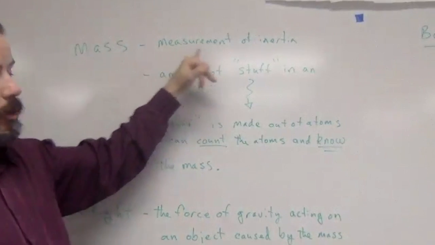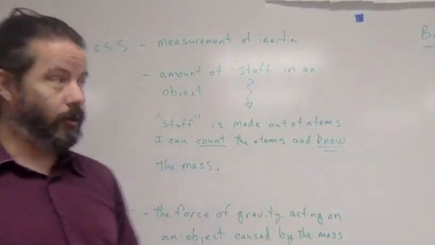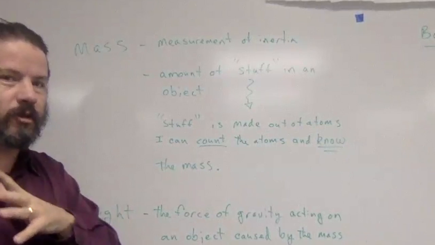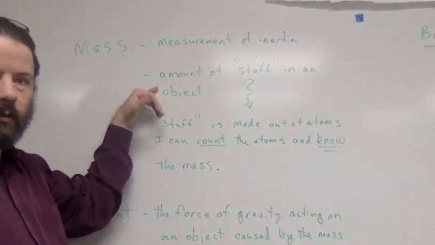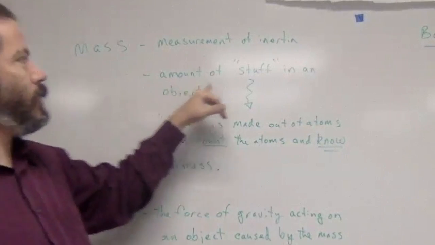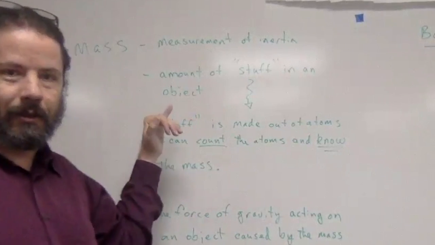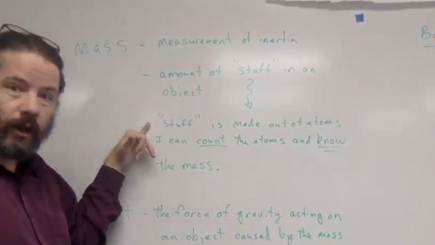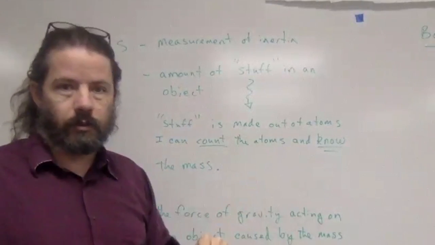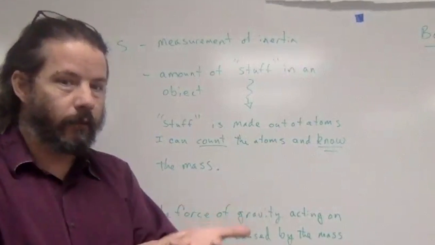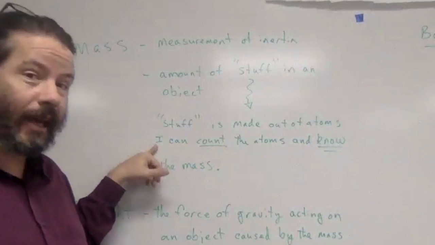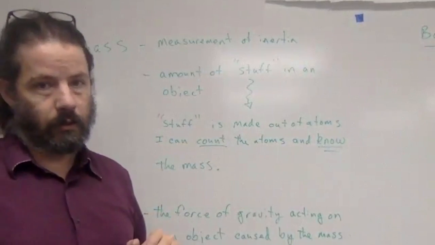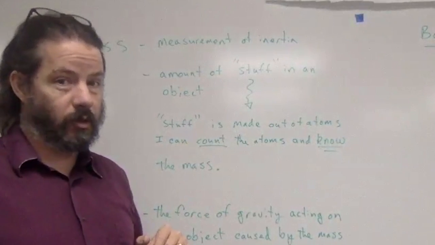Mass is a measurement of inertia in physics. That's how we look at it. Now, from a chemistry standpoint, you're probably going to think of it more like this: it's the amount of stuff in an object. That's like the 5th grade definition of it. It's a pretty good one, actually, because stuff is made out of atoms. The stuff that we're made out of is made out of atoms, and I can count the atoms and know the mass of an object with a high degree of certainty.